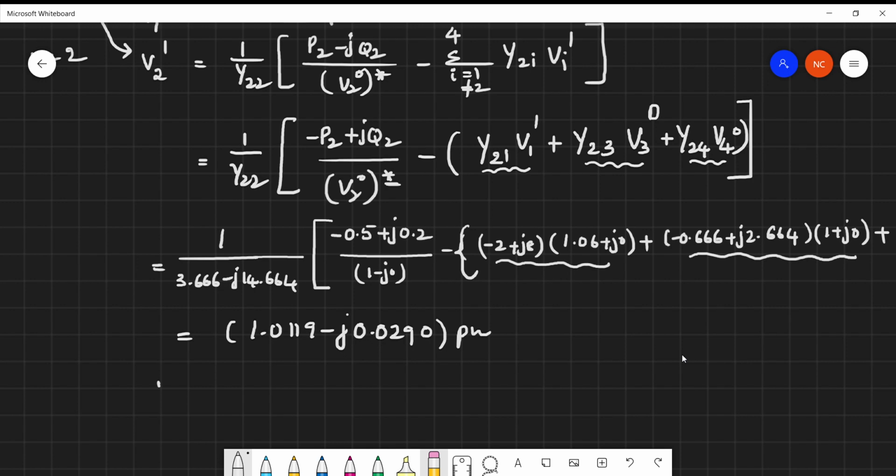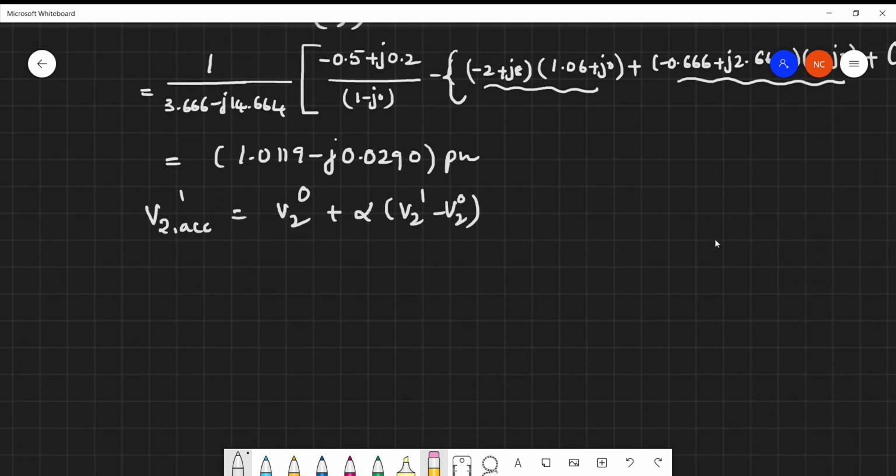But in our problem, we were given the acceleration factor. So for that reason, we have this calculation, that is V2 0 plus alpha into V2 prime minus V2 initial guess. So this one is 1 plus j0, alpha is 1.6, and this one is 1.0119 minus j0.0290 minus 1 minus j0.